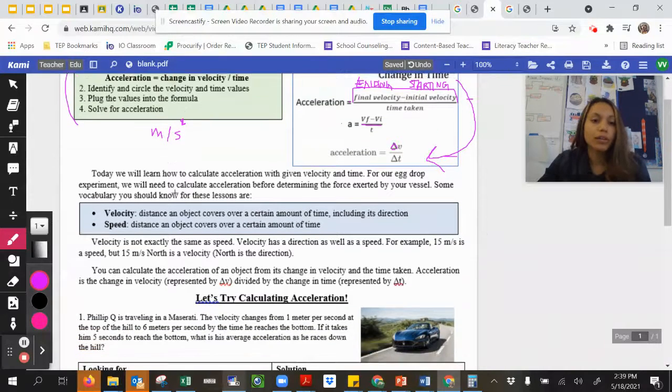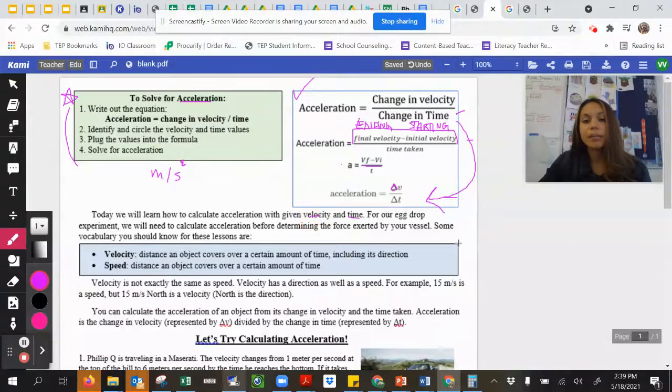So we've already learned how to calculate acceleration from a given velocity and time, but what if we weren't given the velocity and weren't given the time? Today we're going to be learning how to do that because prior we weren't given the velocity and time, we were just given the acceleration. For our egg drop experiment, we're going to need to calculate acceleration before determining the force exerted by a vessel. And I'll break down for you how to do that as well.